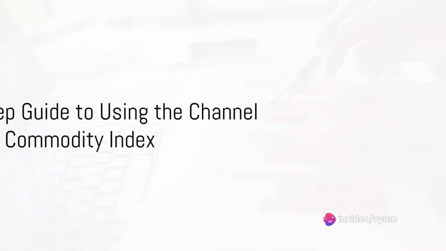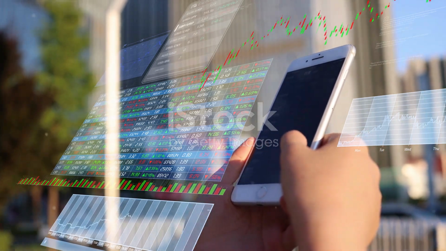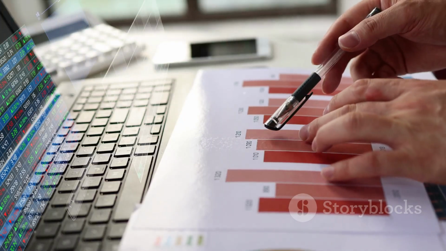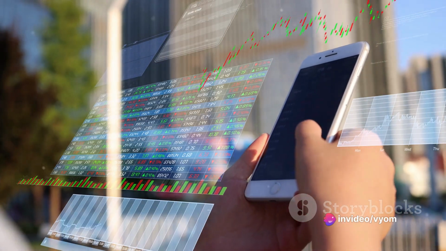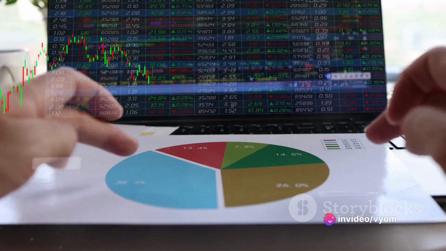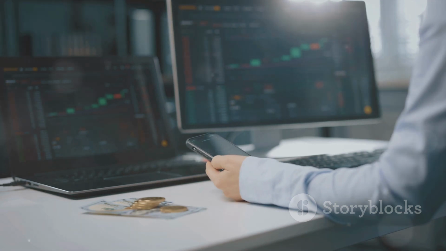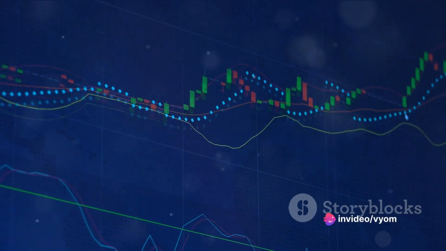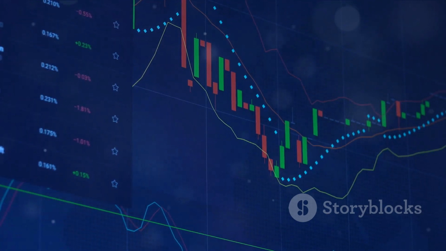So, how exactly does one use the Channel Commodity Index to their advantage? Well, let's delve into the step-by-step process of using this powerful trading tool. First, we need to set it up on our trading platform. Most trading platforms have the Channel Commodity Index, or CCI for short, as a standard feature. To activate it, you simply navigate to the Indicators section, search for Channel Commodity Index, and click to add it to your chart. Once you have the CCI running on your chart, you'll see a new line oscillating around a zero line. This is the CCI line, and it's your compass in the world of index trading.